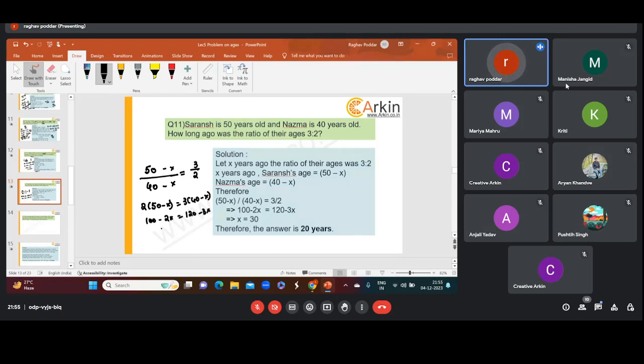I take minus 3x this side and 100 this side. So 3x minus 2x, that is x, is equal to 20. So value of x becomes how much? 20. What do I need to find? That how many years ago? So it was 20 years ago.